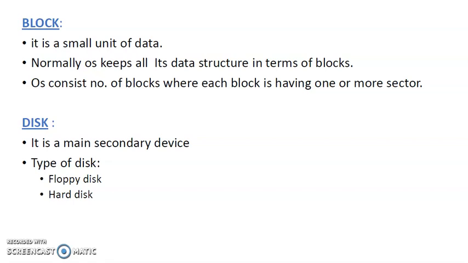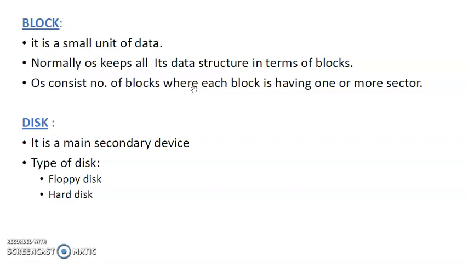Then your second term is the disk. A disk is a main secondary device. So it is also called a non-volatile storage device. There are two types of disk available. The first one is the floppy disk and the second one is the hard disk. The main secondary device is also called an external or non-volatile device.